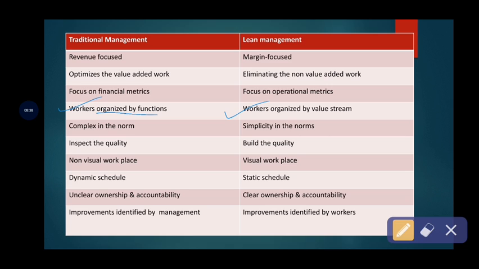Therefore, traditional management is complex in its norms and rules. In traditional management, the rules and norms to implement it are much more difficult compared to lean cost management. But under lean cost management, it is simple.